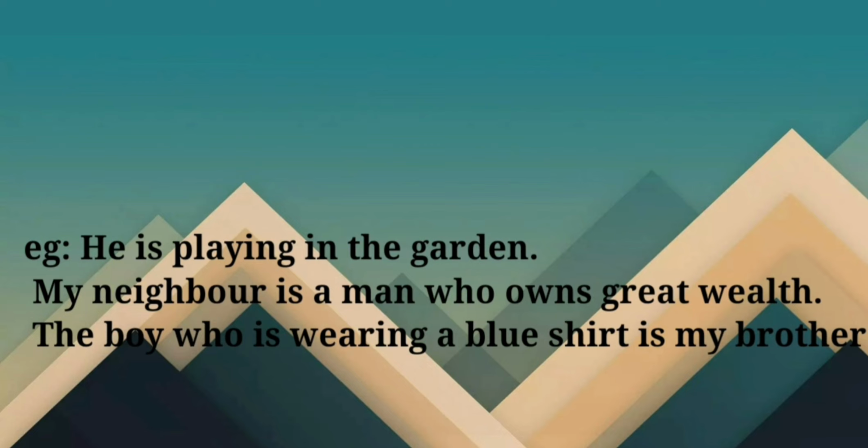Examples, he is playing in the garden. This is a sentence and we can say that it is a clause. My neighbor is a man who owns great wealth. In this sentence, who owns great wealth is a clause. The boy who is wearing a blue shirt is my brother. In this sentence, who is wearing a blue shirt is the clause.